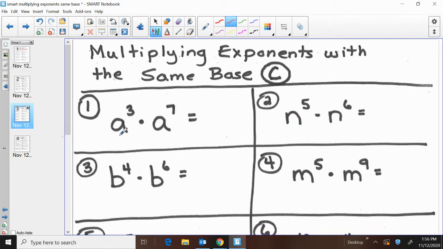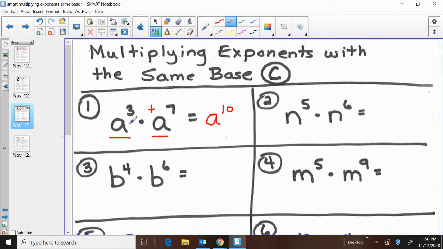As long as my base is the same, and here you see they are, I have a base of A and A, so I'm going to keep that base. My base is A, and I have A to the 3rd power times A to the 7th power, so I'm simply going to add those exponents. 3 plus 7, so it's going to be A to the what? A to the 10th power.